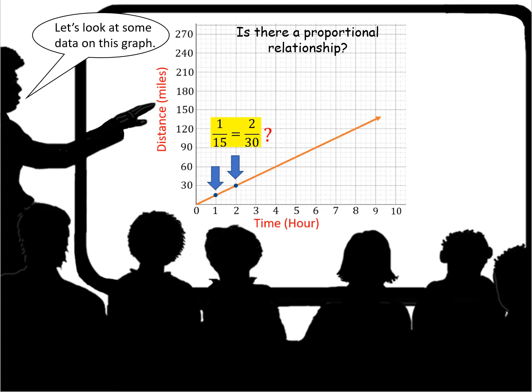We plotted 2 points that fall on the line, and we have 1 and 15 and 2 and 30. So is 1 over 15, which is a way to write a relation, equal to 2 over 30? Well, 1/15 is equal to 2/30, so there is a proportional relationship. And as you can see, the line will pass through the origin of 0, 0.